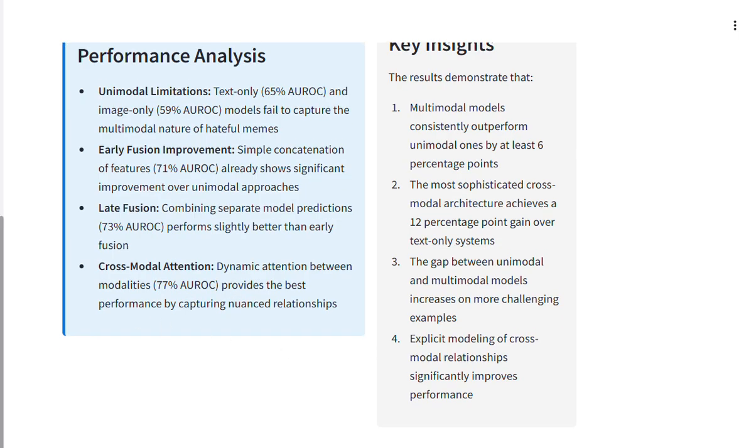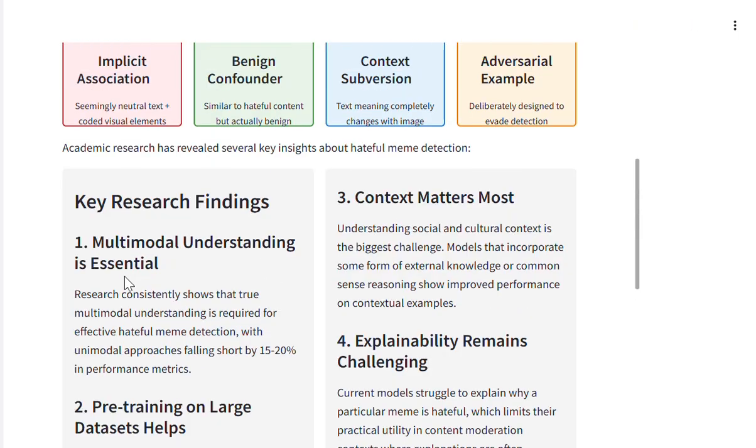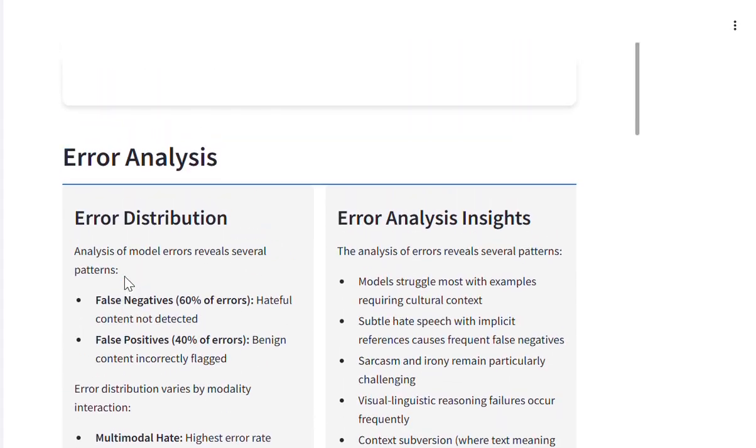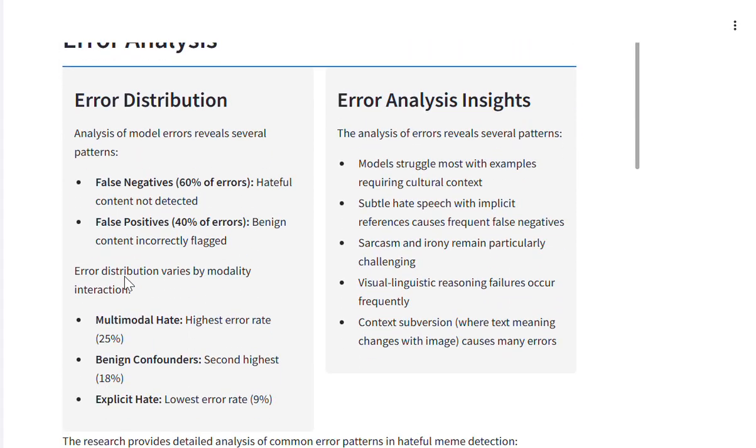Let's go to error analysis. Analysis of model errors reveals several patterns. False negatives, 60% of errors, occur more frequently than false positives, 40%, with models struggling most on examples requiring cultural context and those with subtle hate speech with implicit references.